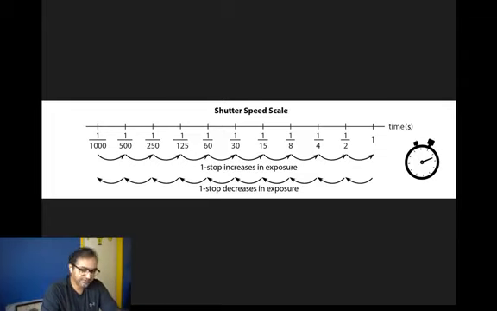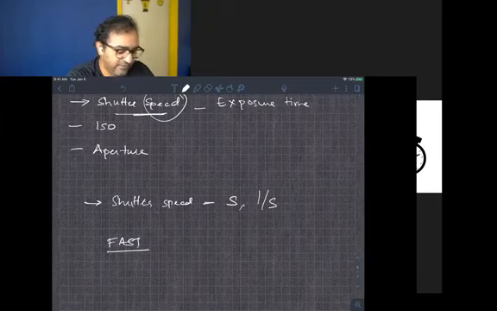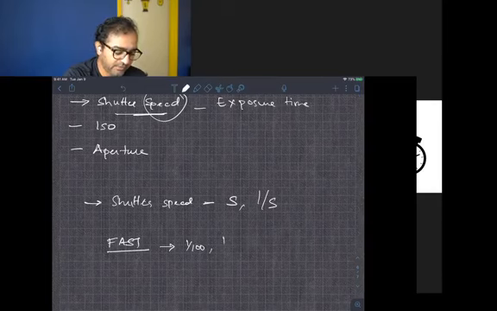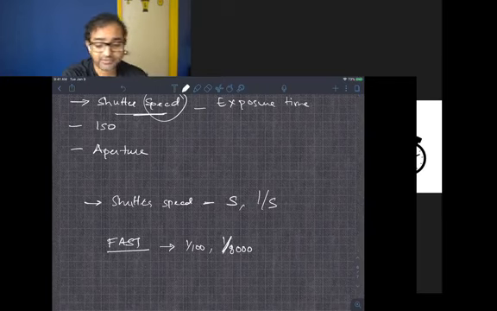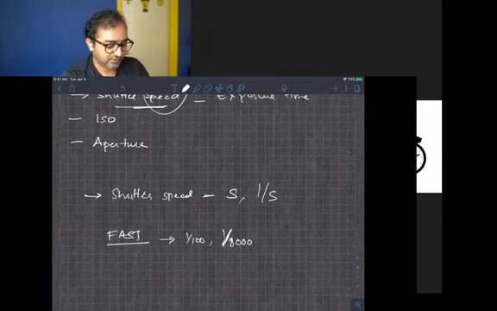A fast shutter speed is one where the shutter is open, or light is let into the camera, for a very short duration of time. It could be as little as 1 by 100. Some of our cameras can go as fast as 1 by 8,000th of a second, right? That's literally faster than the blink of an eye, right? So that's shutter speed. That's how shutter speed is used to control exposure.